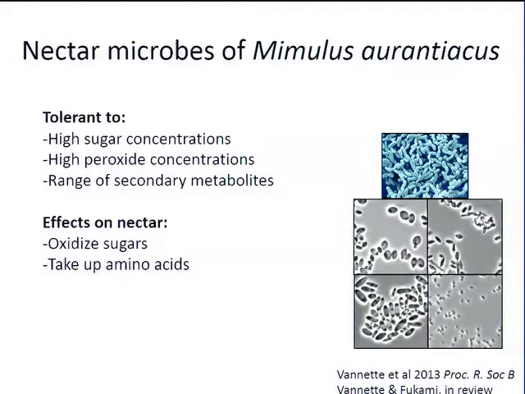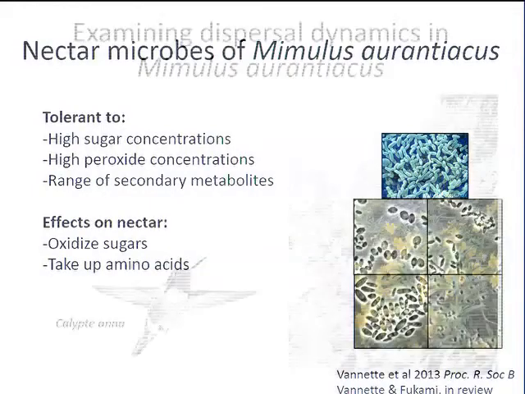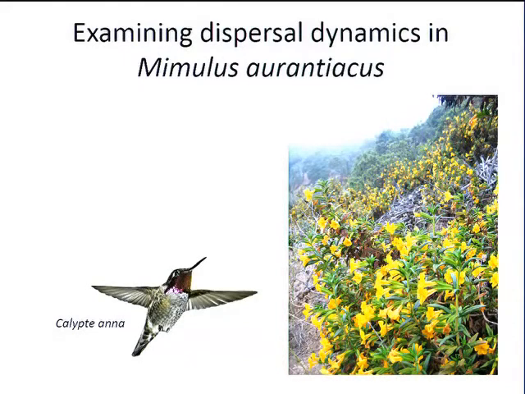But they also have significant effects on nectar itself through their growth and metabolism. They can oxidize sugars and amino acids, and also influence other properties of the nectar itself. And so I think these features and the relatively simple microbial community that we find make it a really nice system in which to study some of the effects of dispersal on the nectar microbiome.